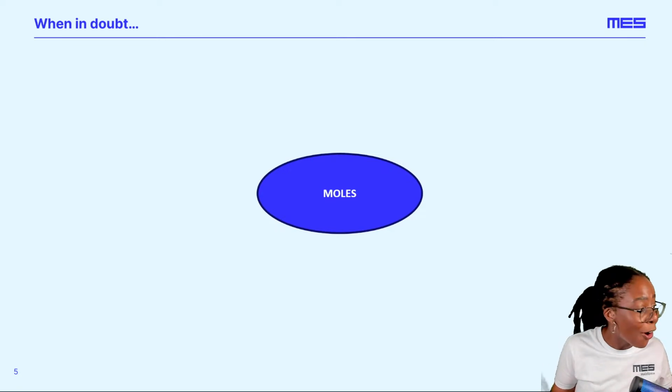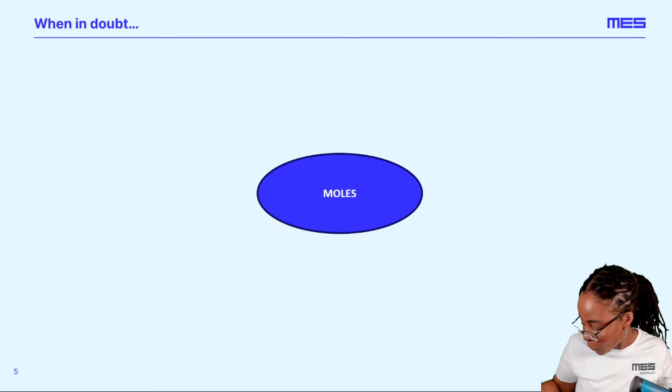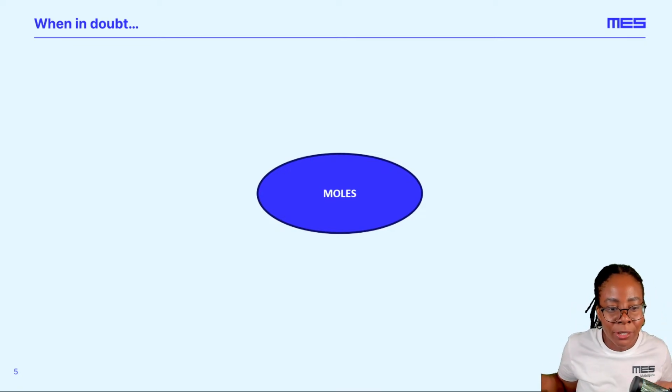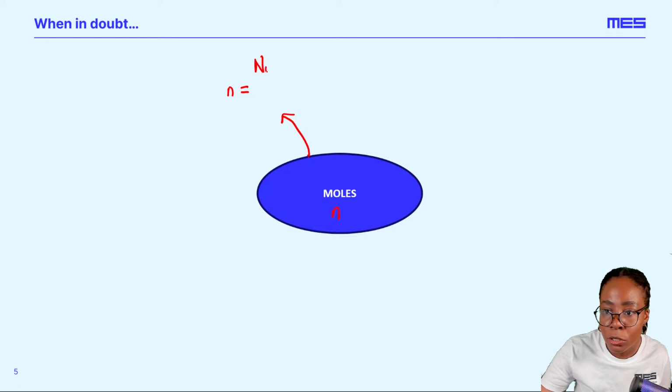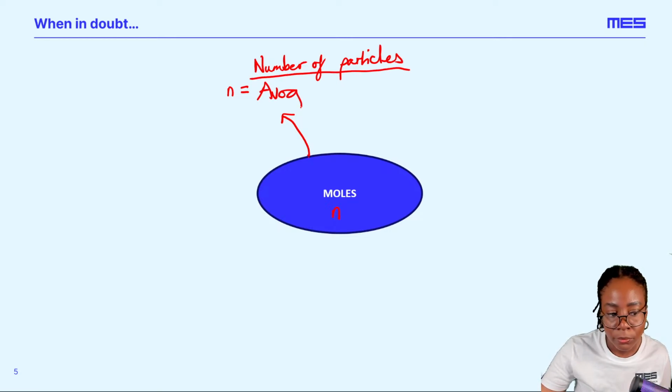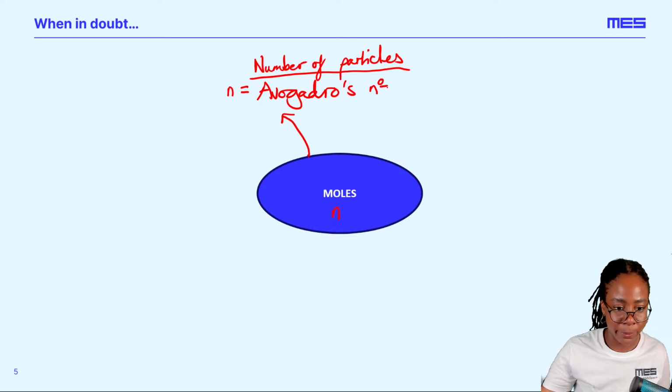To start off with, I would like you to tell me all the different ways that you can calculate moles. Lovely. We can start with number of moles, and I'm going to use the lowercase letter n for moles. So moles will be equal to the number of particles divided by Avogadro's number, or Avogadro's constant, depends on what you want to call it.